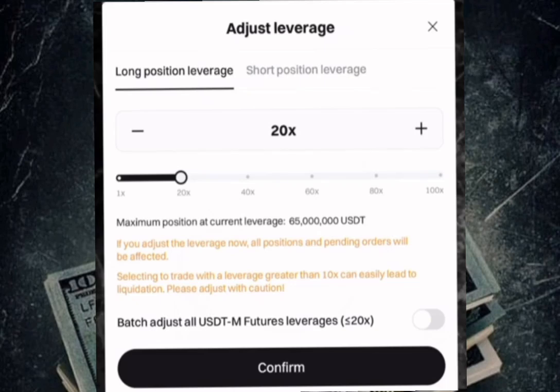So for this video, we're going to be picking 10x leverage. So let's leave it at 10x. So if you are longing, we'll pick 10x. And if you are shorting, we also want it to be 10x leverage. So once you've done that, just click on confirm.